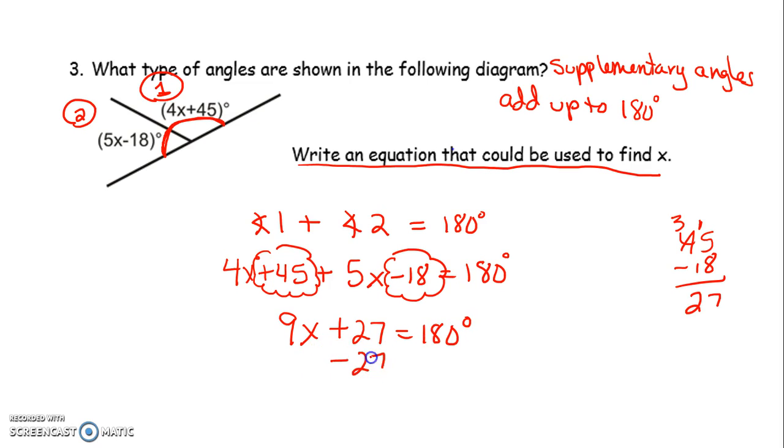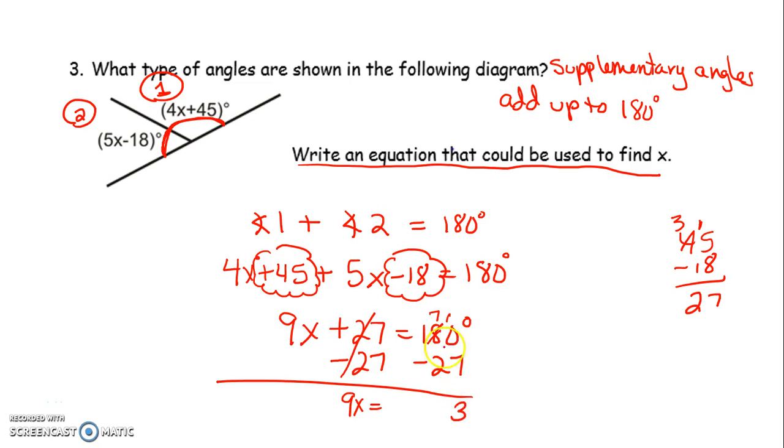I could subtract 27 on both sides if I want to be able to solve for x. Always undo my addition and subtraction. So then I'd have 9x equals 180 minus 27. Let's hope I'm not making any calculation errors.